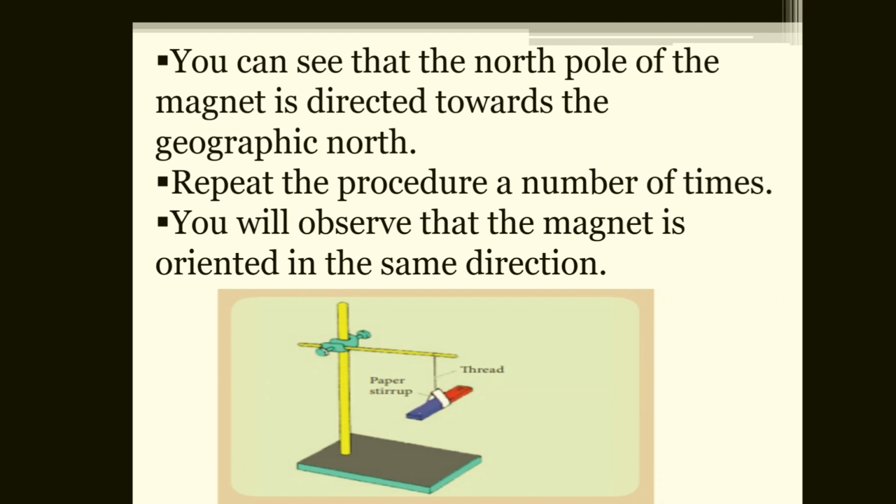So after we disturb the suspended magnet, what happens? After some time it will come to rest. You can see that the north pole of the magnet is directed towards the geographic north. We are repeating this procedure a number of times, and you will observe that each and every time the magnet will stop in the same direction.